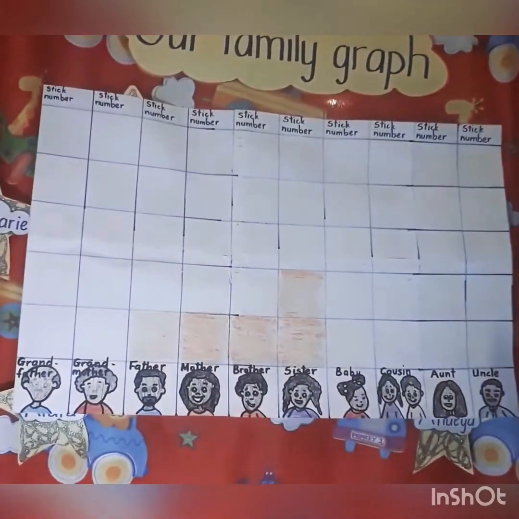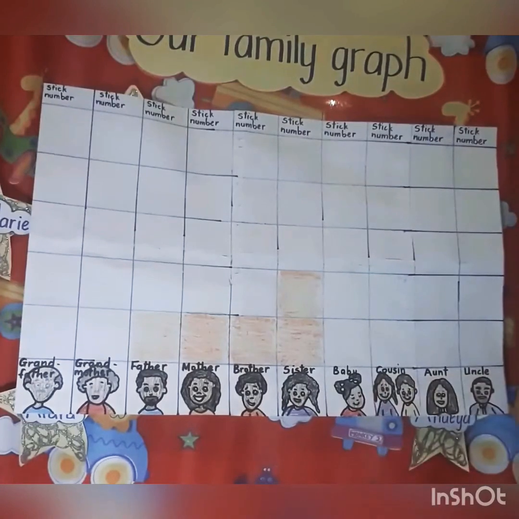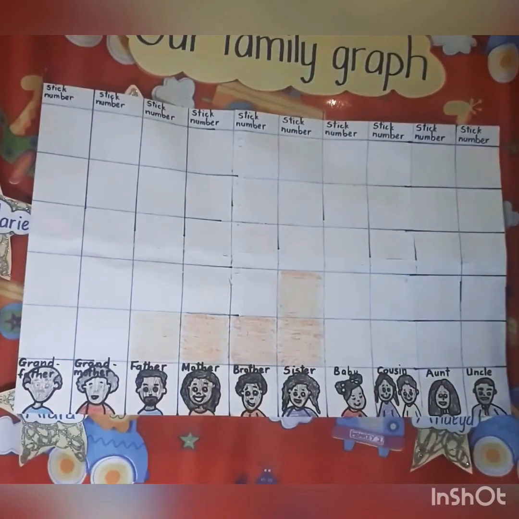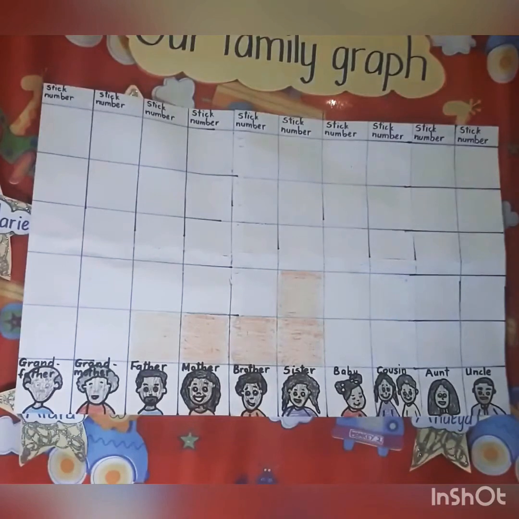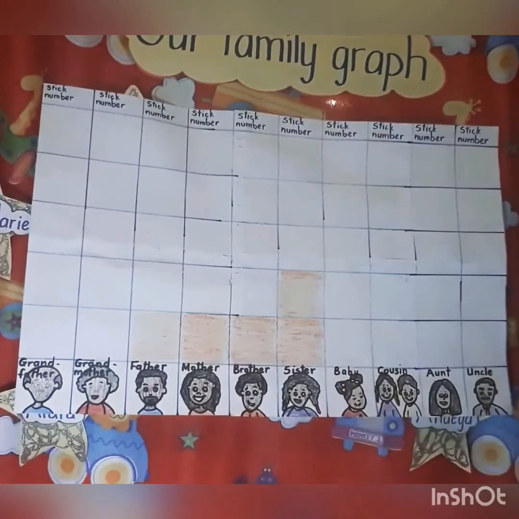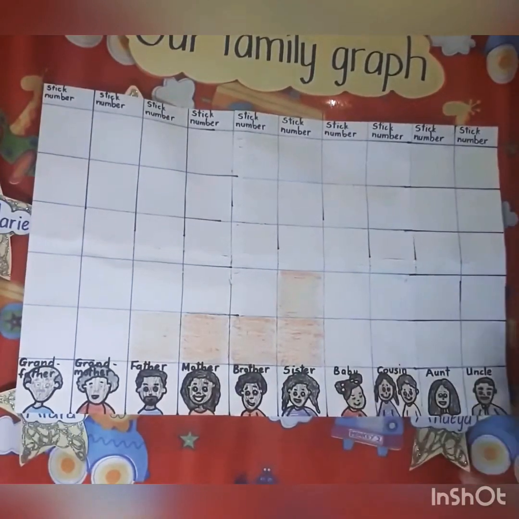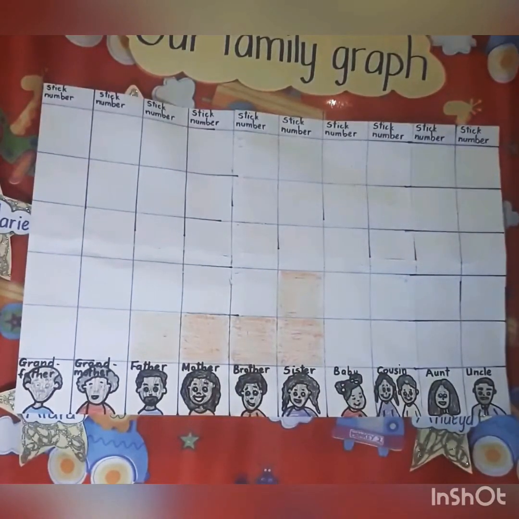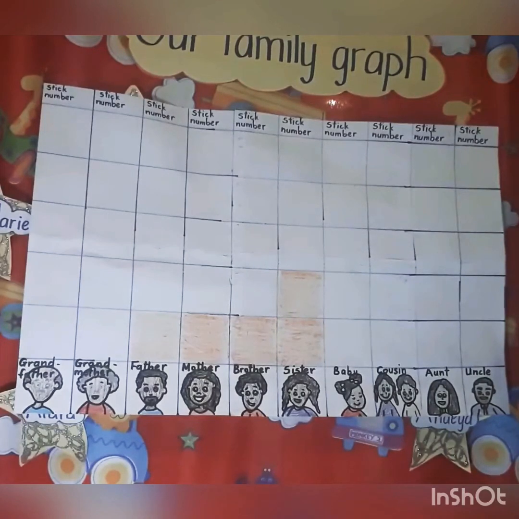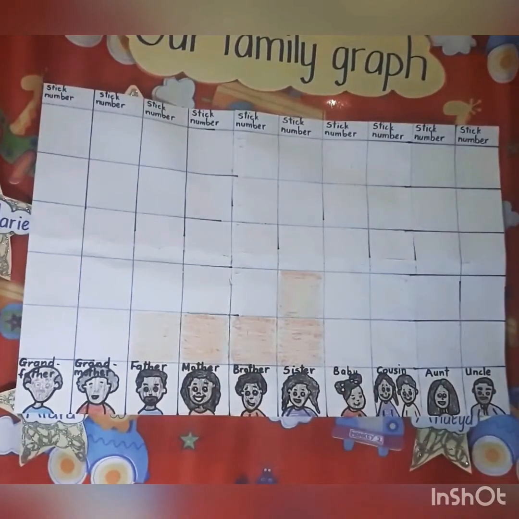Alright. Next picture. Who are you seeing in this picture? Baby. So, do you have a baby brother or a baby sister? If you have 1 baby brother, you're going to color how many squares? 1. If you have 1 baby sister, how many squares are you going to color? 1 square. If you don't have any baby sister, are you going to color any of the squares? No. If you don't have a baby brother, are you going to color any of the squares? No. Alright. I'm going to give you some time.